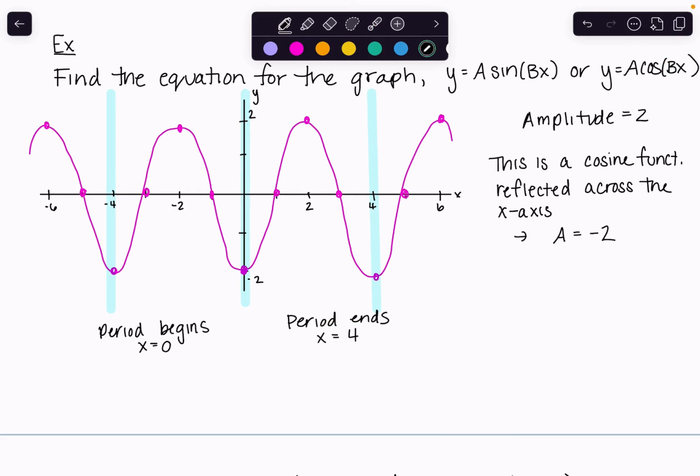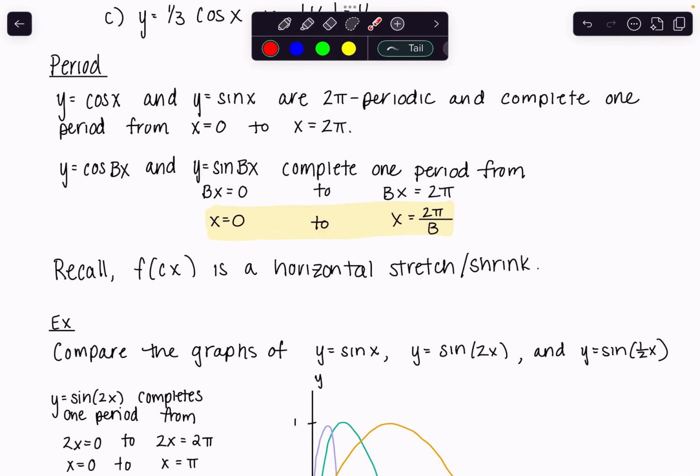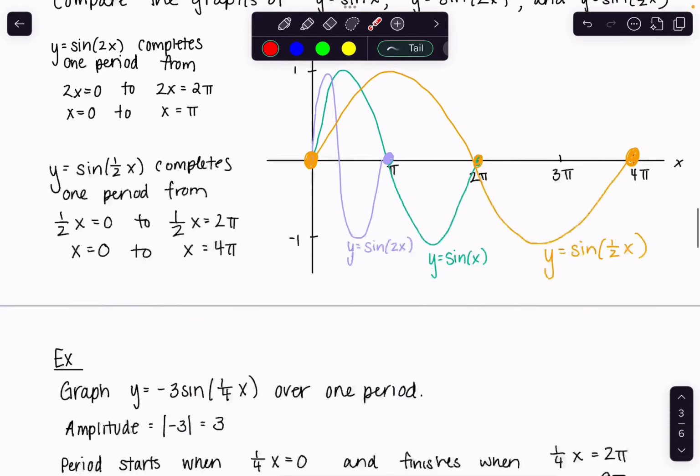So there's a couple different ways you can do this. You can go ahead and set this side equal to 2 pi, and that's when it ends. So bx equals 2 pi is the end of your period. You know this happens when x is 4. So we can utilize that to solve for b. Dividing both sides by 4 gives you b equals 2 pi over 4, which is pi over 2, okay? Or if you want to go back up here and use your formula, your period is 2 pi over b.